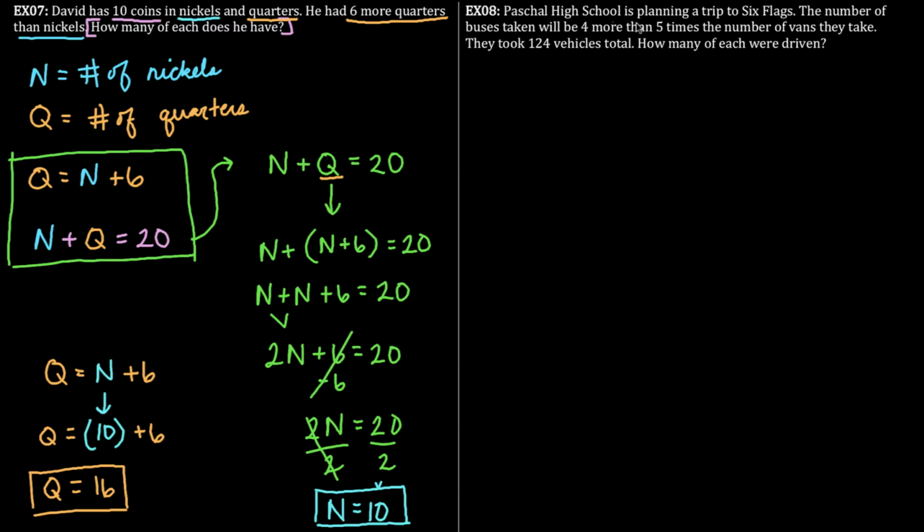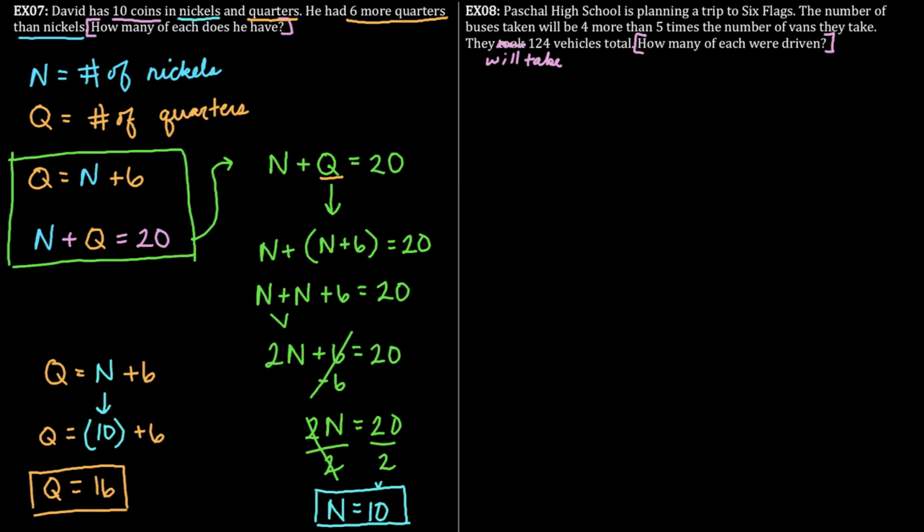It's weird. This whole tense is messed up. It's saying they will, but then it says they took. I don't know. They will take. How about that? They will take. Okay, they will take 124 vehicles total. How many of each were driven?